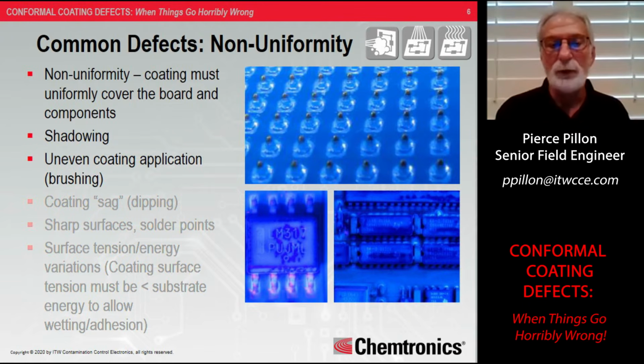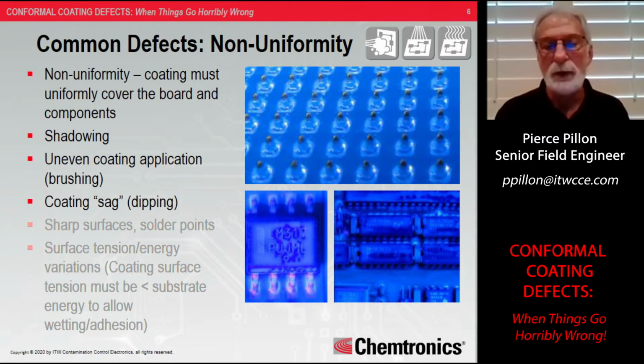Brushing is an example of this. When you're using a brush to apply the coating, you're generally going from the beginning of your pass to the ending of your pass on that brush stroke. You're going to apply more coating at the beginning of the pass and less coating at the end of the pass. There's also coating sag, and you'll see this in dipping.